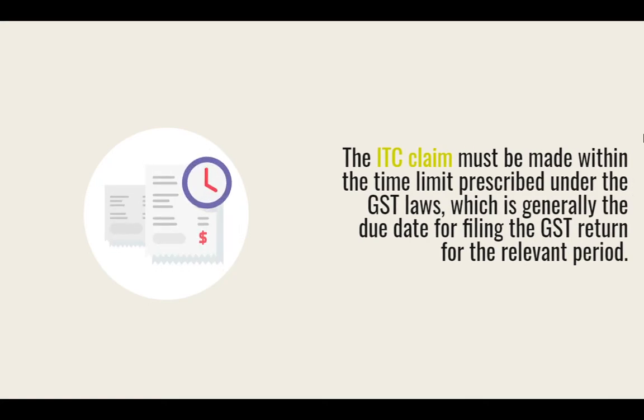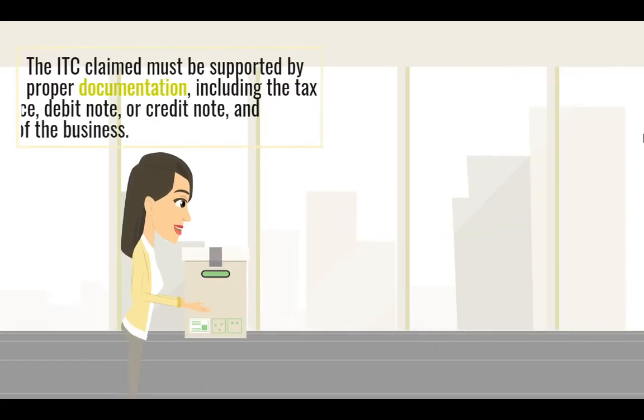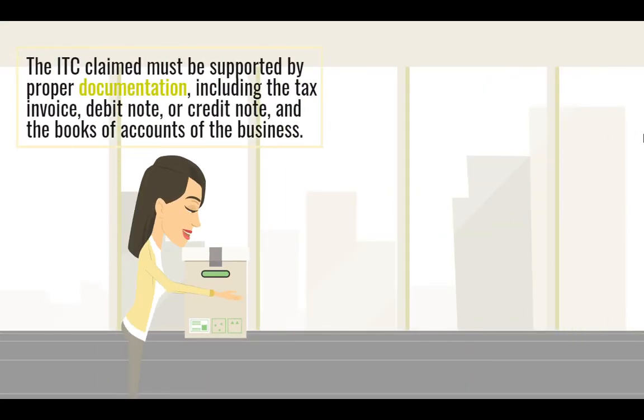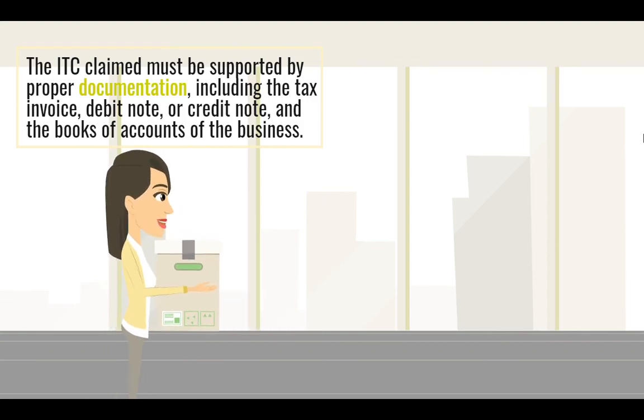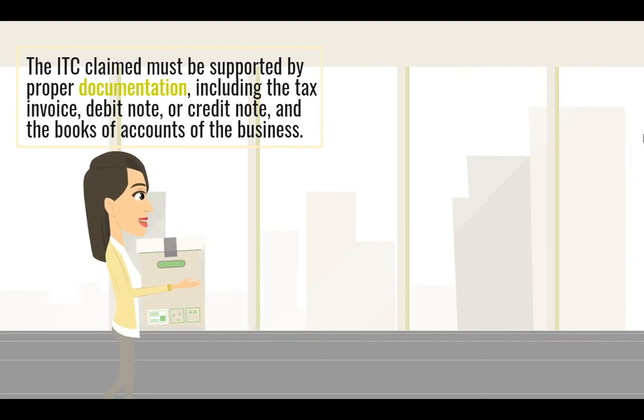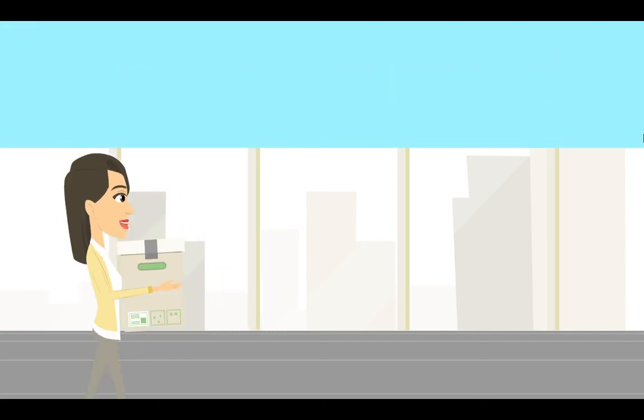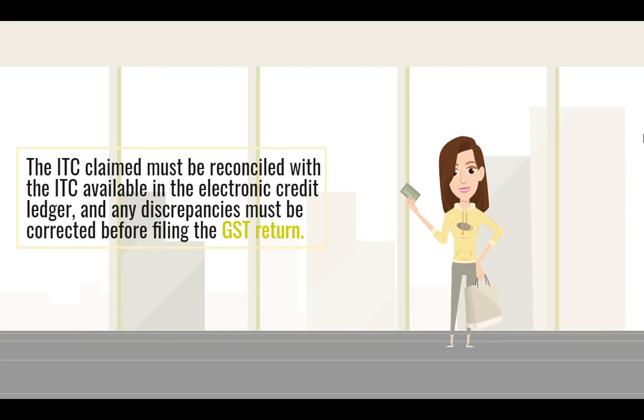The ITC claim must be made within the time limit prescribed under the GST laws, which is generally the due date for filing the GST return for the relevant period. The ITC claim must be supported by proper documentation, including the tax invoice, debit note, or credit note, and the books of accounts of the business. The ITC claim must be reconciled with the ITC available in the electronic credit ledger, and any discrepancies must be corrected before filing the GST return.